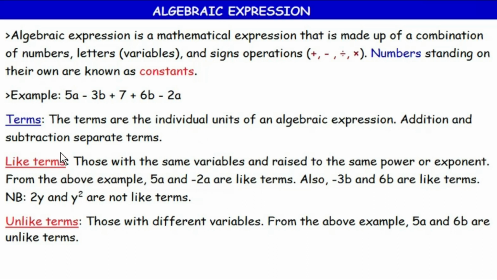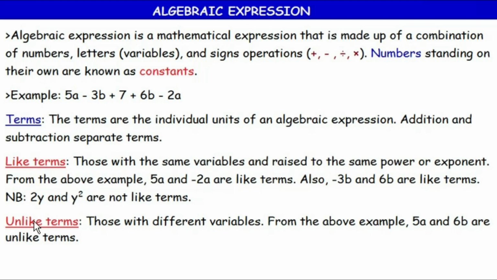So we have two kinds of terms. We have the like terms and the unlike terms. Like terms are those terms with the same variables and raised to the same power. So from this example we can say 5a and negative 2a are like terms because they have the same variable a. Similarly, negative 3b and 6b are like terms because they have the same variable b, and they are raised to the same power of 1. So bear in mind 2y and y squared are not like terms because they have different powers. Like terms have the same variables, that is the first condition. The second condition is that they are raised to the same power. So 2y and y squared, though they have the same variable y, have different powers, so that disqualifies them from being like terms.